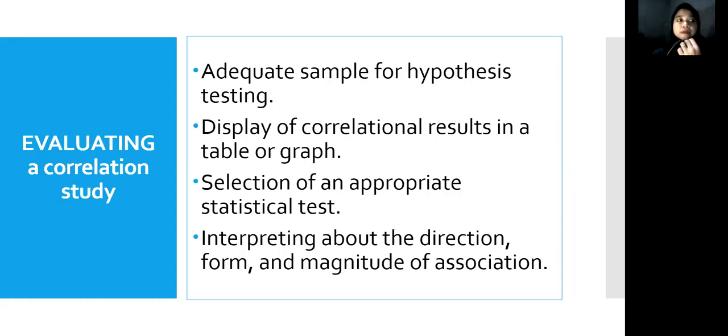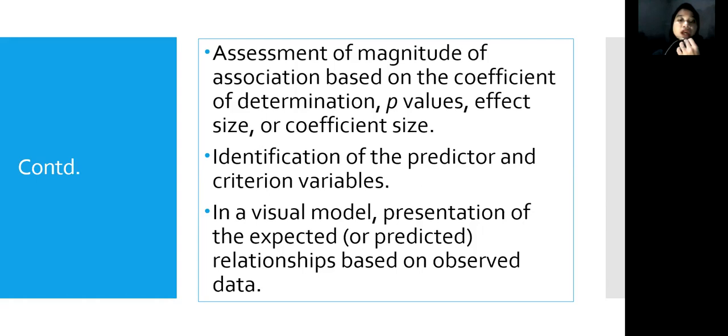There are some points that we have to pay attention to when we evaluate a correlational study. The first one is whether or not the sample is adequate for hypothesis testing. The second, whether it displays the correlational results in a table or graph. The third, whether it uses appropriate statistical tests. The fourth, whether it interprets the direction, form, and magnitude of association, or whether the assessment of magnitude of association is based on the coefficient of determination, p-values, effect size, or coefficient size.